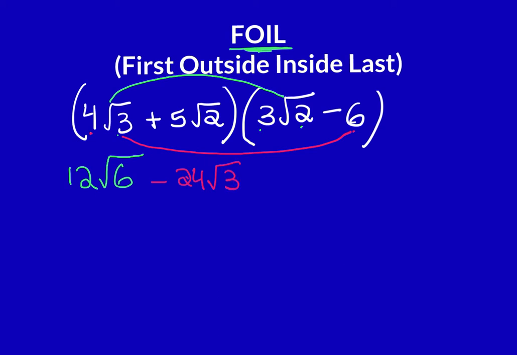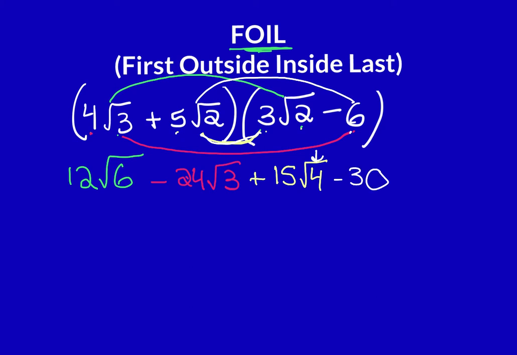All right, inside would be 5 times 2, or sorry, 5 times 3, 15, and then square root of 2 times the square root of 2 would be the square root of 4. Or maybe you're able to just recognize square root of 2 times the square root of 2 will just turn into 2. But then, all right, so I've got first, outside, inside, and then last. So 5 times the negative 6 would be negative 30 with a square root of 2.